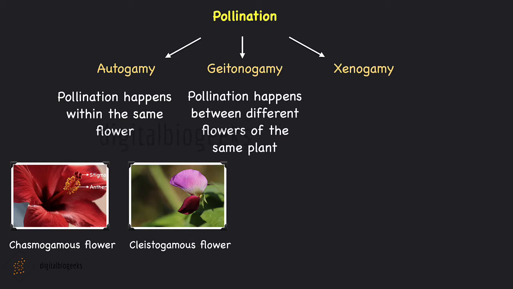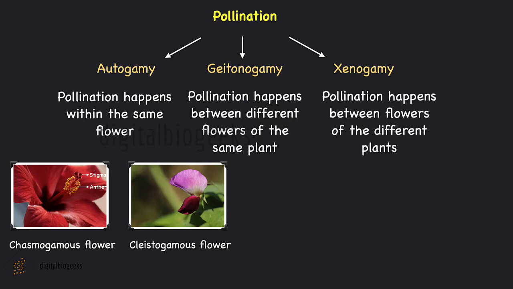Geitonogamy. In this type of pollination, pollen grains from one flower will fall on the stigma of another flower from the same plant. This will happen with the help of pollinators. However, as the pollination is happening between the flowers of the same plant, there will not be any genetic variation.